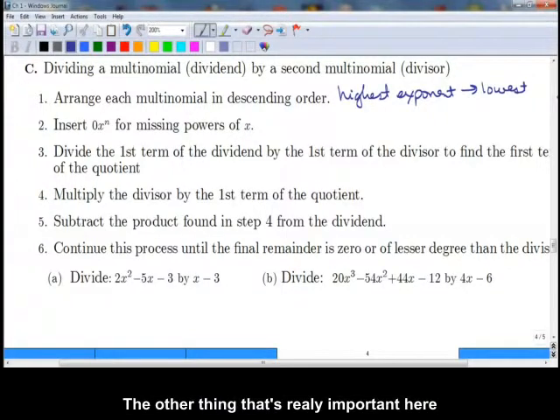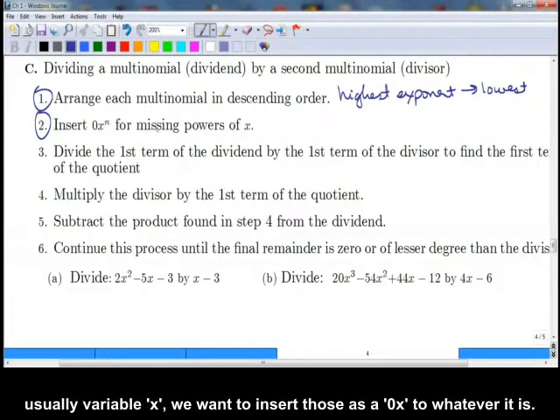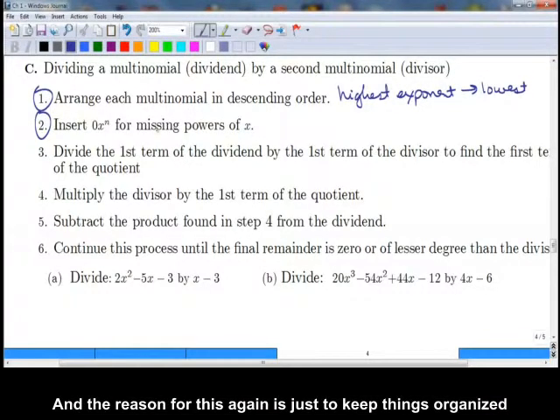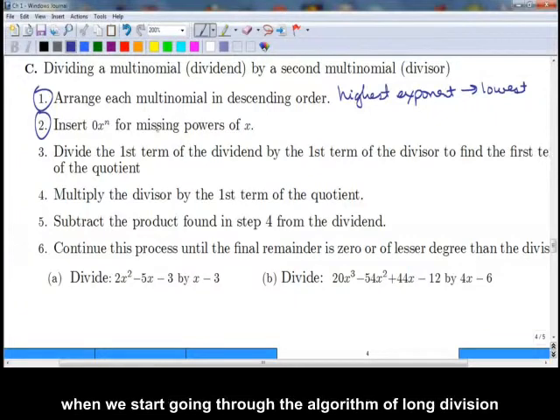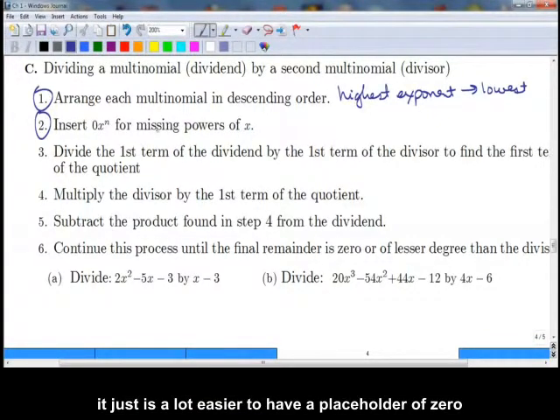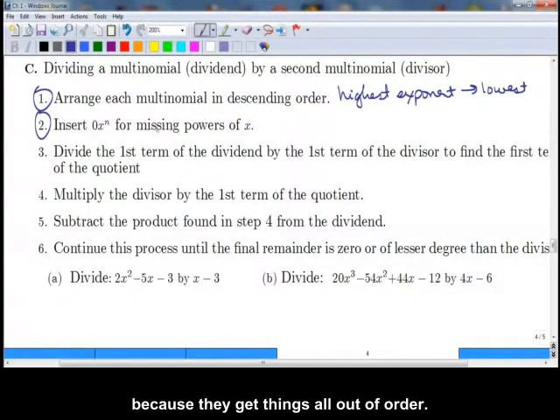The other thing that's really important here is that if we're missing any powers of the usually variable x, we want to insert those as a 0x to whatever it is. And the reason for this, again, is just to keep things organized. When we start going through the algorithm of long division, it just is a lot easier to have a placeholder of 0 instead of having everything jam-packed together because it gets things all out of order.